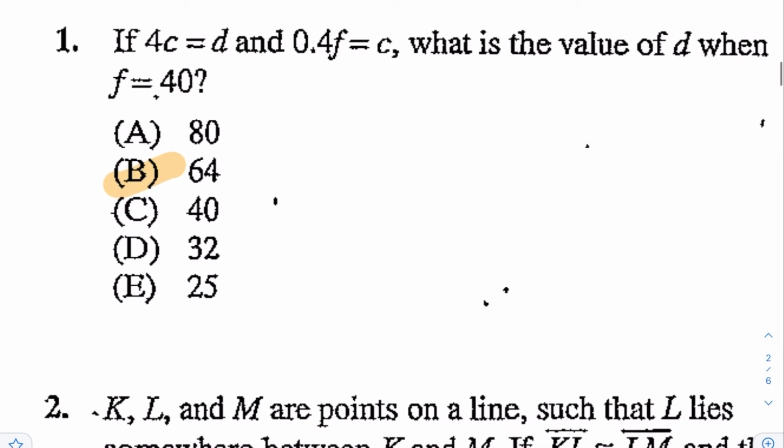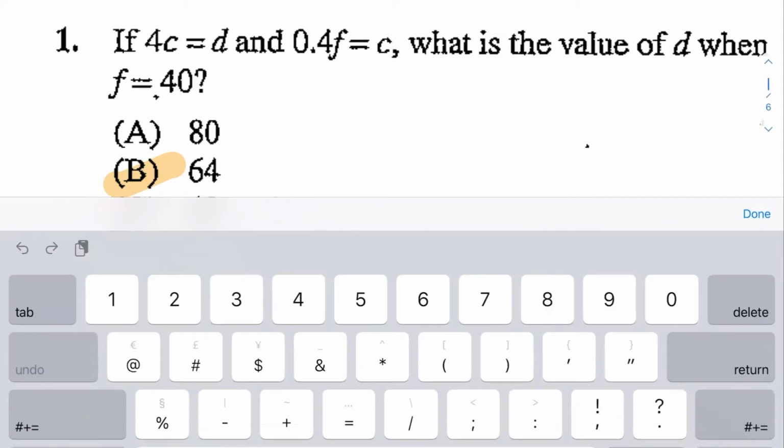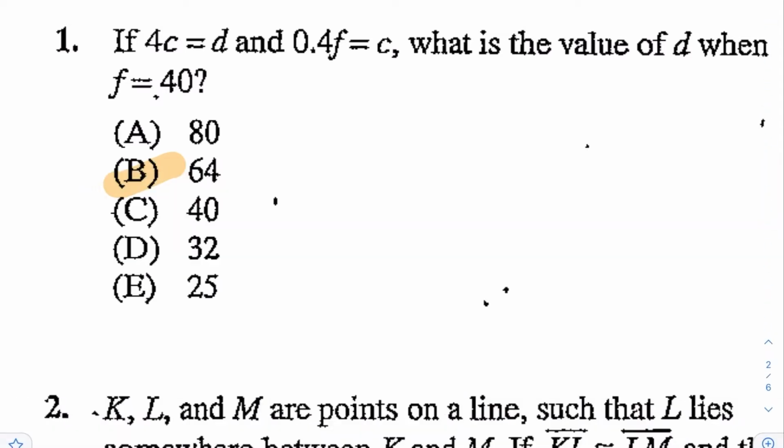All right, for question number 1, it says if 4c is equal to d and if 0.4f is equal to c as well, what is the value of d when f is equal to 40? So here what you have to do is substitute in. First, you know that f is equal to 40, so you'll have to substitute the variable f with 40.